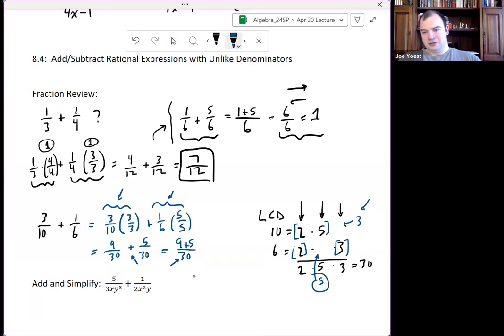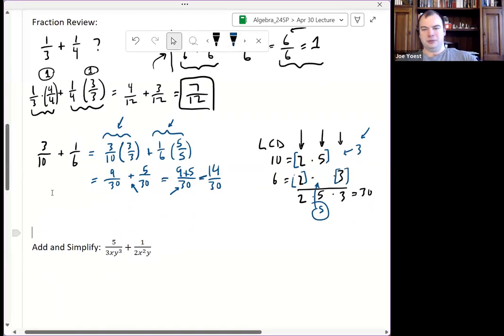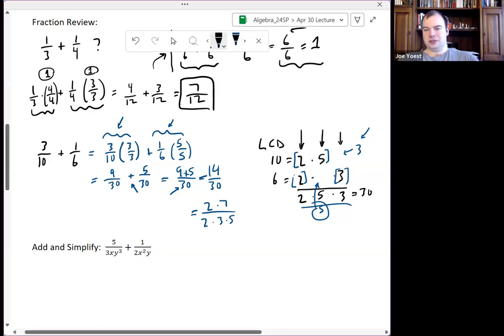But after all this, we get 14 over 30. And then finally, the last thing we would do, we're down to a single fraction now. We would factor, we would write 14 and 30 as their prime factorization. 14 is 2 times 7, 30 is 2 times 3 times 5, which we have from over here. And then I look for common factors that can divide out. In this case, the 2 in the numerator and denominator divides out. And I'm left with 7 over 3 times 5, or 7 over 15.